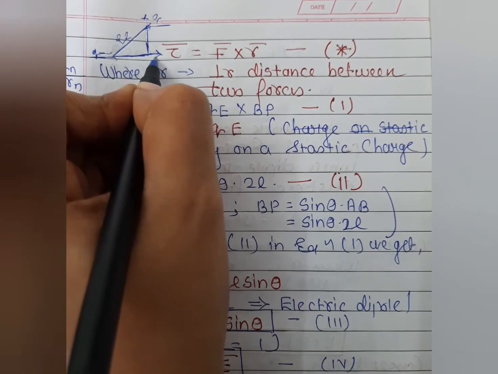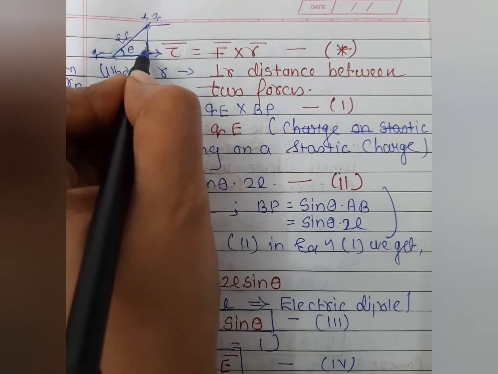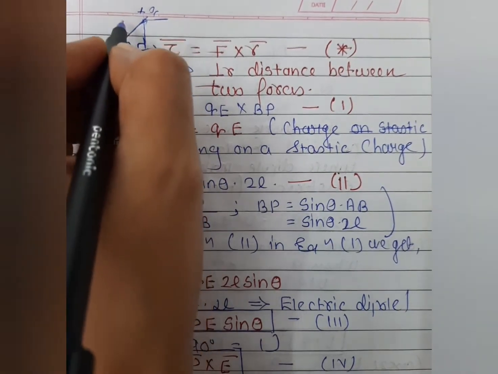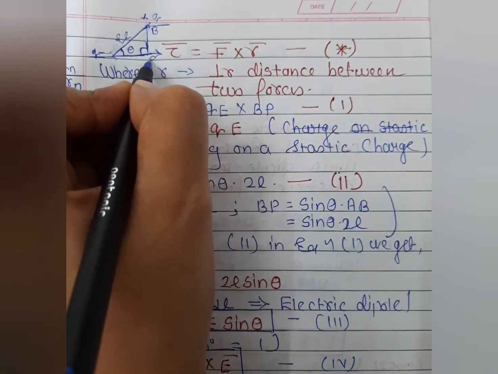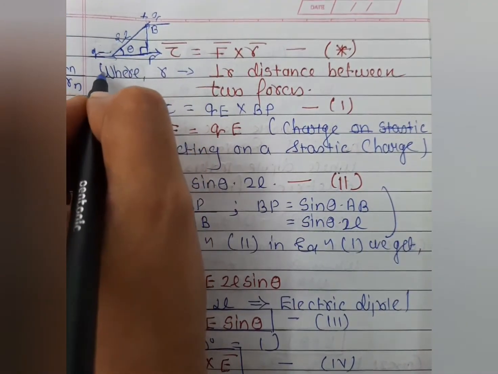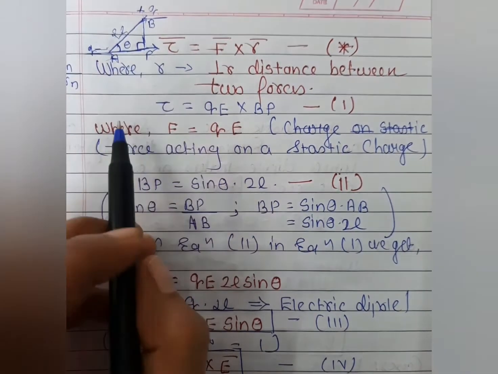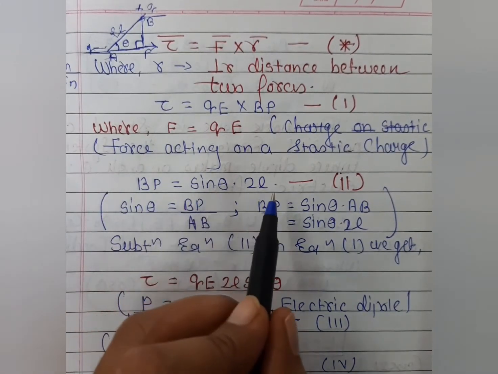The electric field lines are moving in this direction. So here we are getting angle theta, and here we have the perpendicular. We consider this point B and this point P, correct, students? And this distance is A here. So A, B, P. In this triangle, BP is sine theta times 2L.